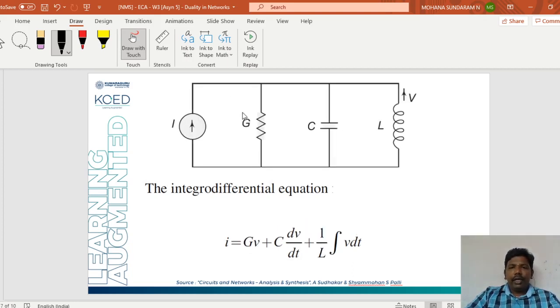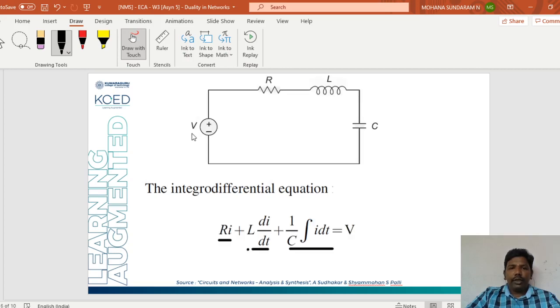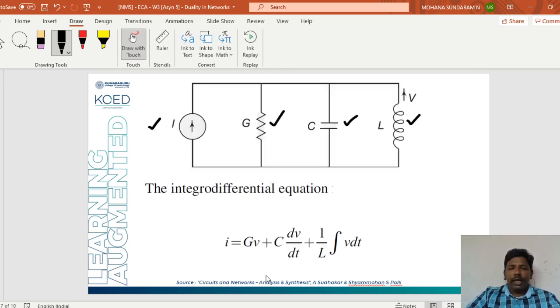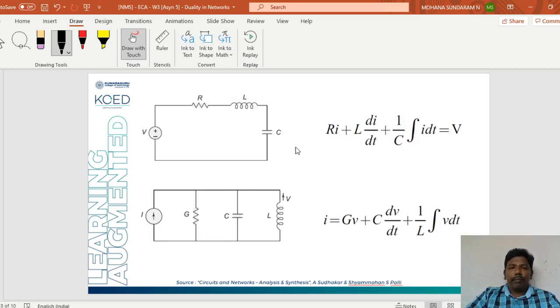In a similar way, if I take a parallel circuit, instead of R it will be G, and the capacitance and inductance are connected in parallel. Instead of voltage source, I am going to have a current source, and this is the current equation. The current flowing through the conductance, the current flowing through the capacitance, and the current flowing through the inductance. When you compare these two circuits as in the previous case, you can easily relate that both the networks are dual networks.